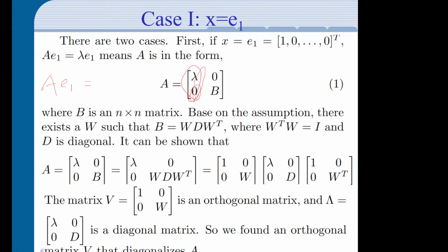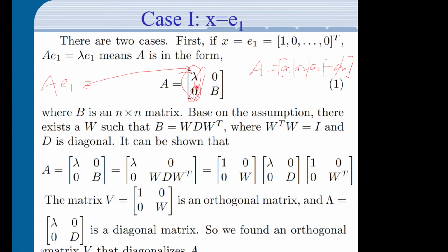AE1 equals lambda E1, but we can think about this matrix multiplication as a linear combination of columns of A, right? So A equals maybe A1, A2, A3, and so on. So we think of A as columns, and now we think about A times E1 as a linear combination of columns, and let's just pick out the first column. So this A1 equals lambda E1 says that the first column is lambda E1, so it's lambda and a whole bunch of zeros.